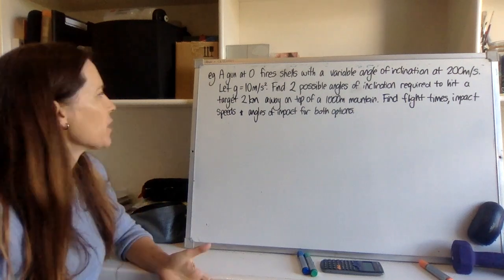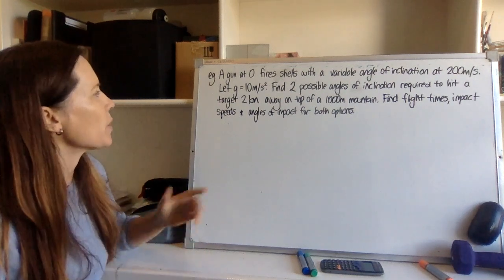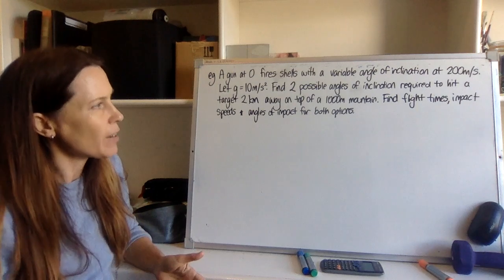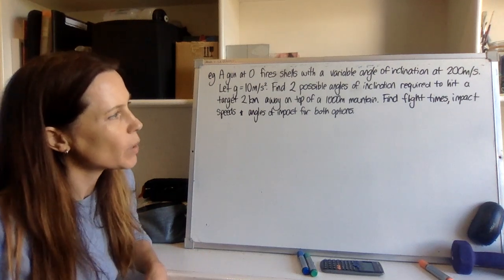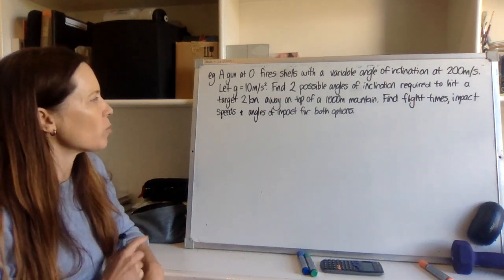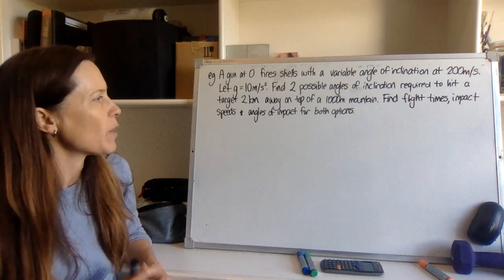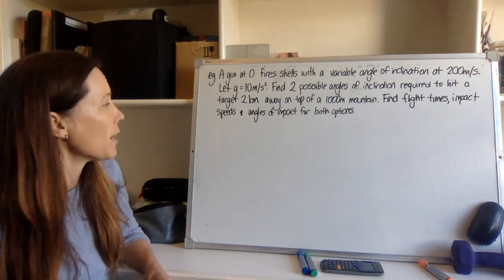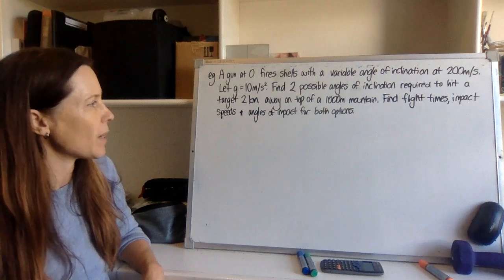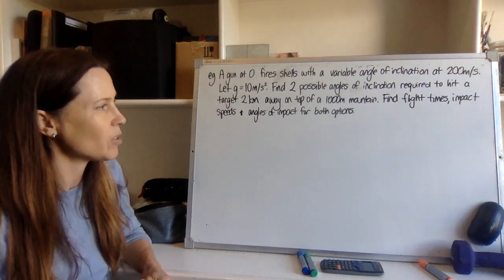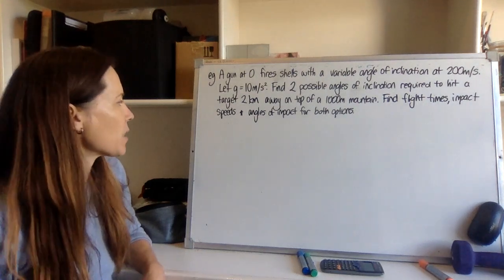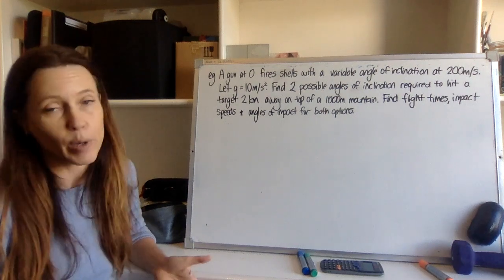A slightly more difficult example now. A gun at some point 0 fires shells with a variable angle of inclination at 200 meters per second. Let g equal 10 meters per second squared. Find two possible angles of inclination required to hit a target 2 kilometers away on top of a 1,000 meter mountain. Find the flight times, impact speeds, and angles of impact for both options.